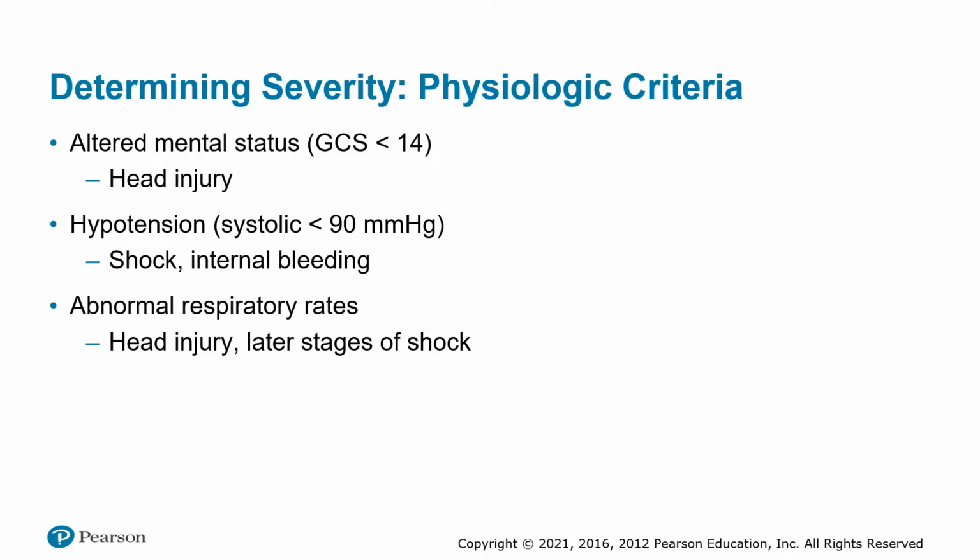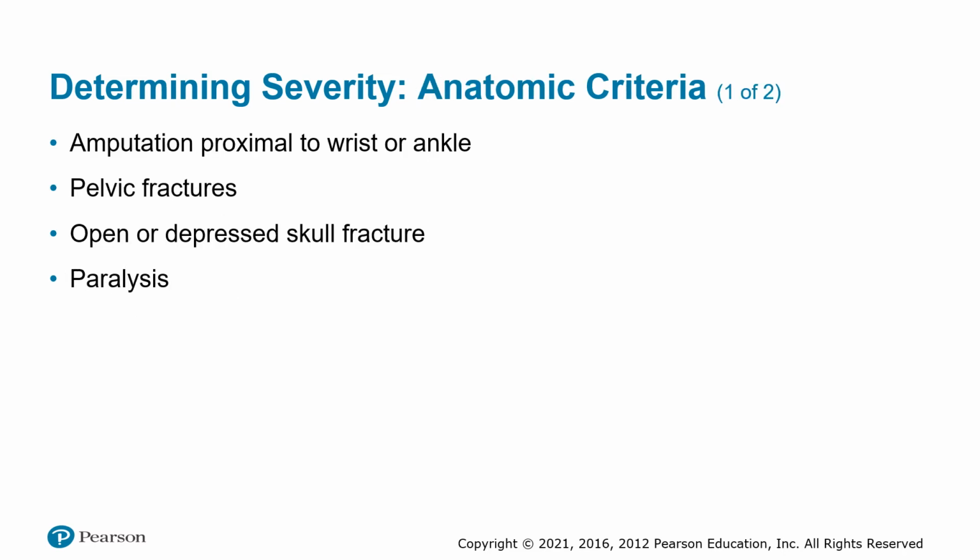So determining severity, we have some physiological criteria that help us determine whether or not our patient is critical. Altered mental status could be a head injury, anything with a GCS of less than 14. Hypotension could be shock or internal bleeding, with a systolic pressure of less than 90. And abnormal respiratory rates indicate head injury and later stages of shock.